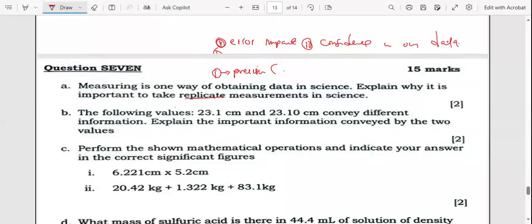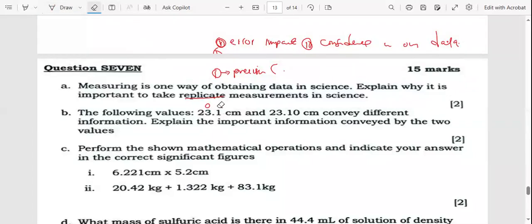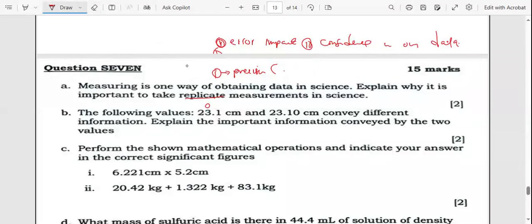The following values, 23.1 and 23.10 centimeters, convey different information. Yes, it's true. Explain the importance of it. When you see this, it means that we have 0.0 and 0.1. Precision means how close things were getting to each other. They were getting close to each other by a 0.1 difference. So this one indicates a precision of 0.1. That's all.